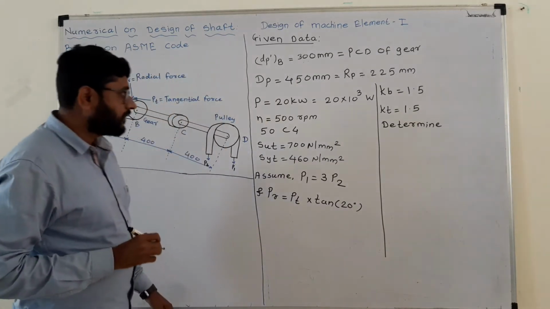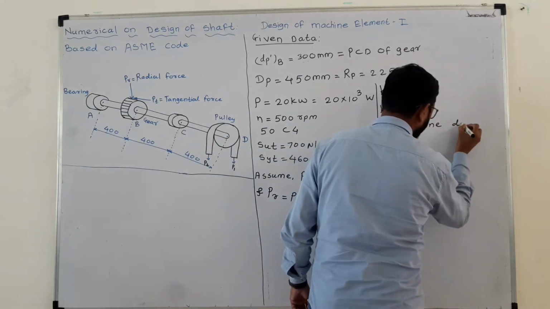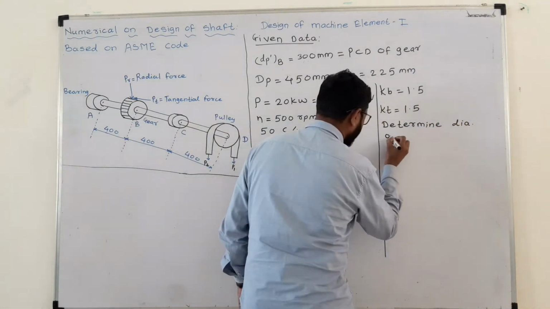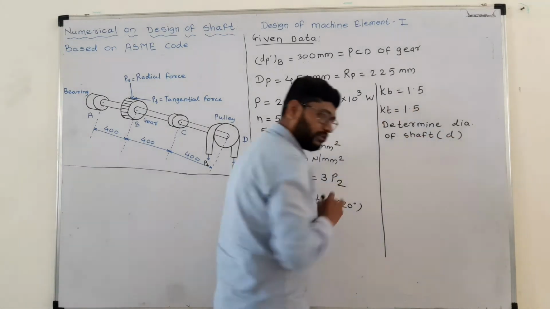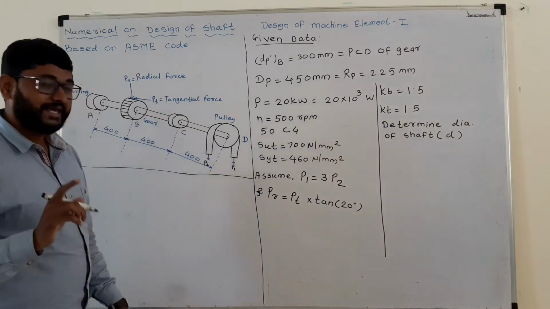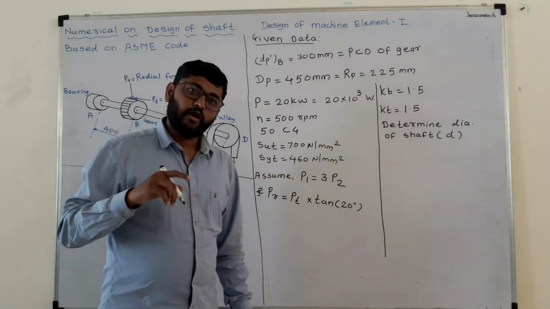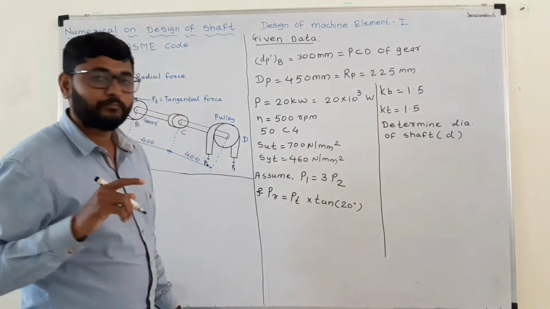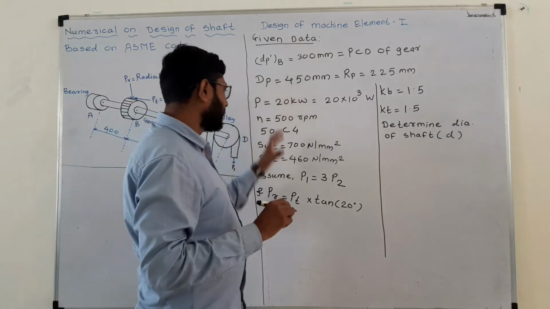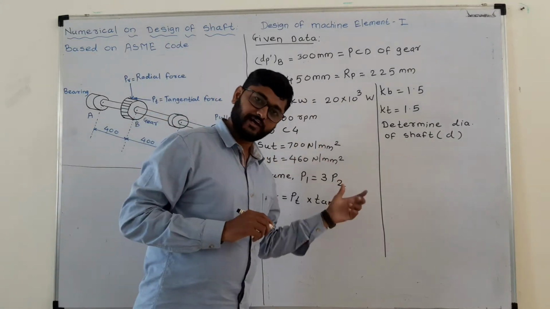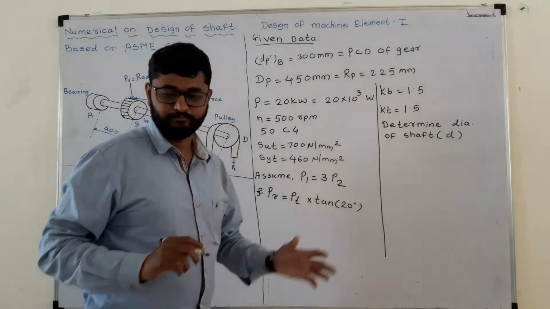It is asked to determine the diameter of the shaft on the basis of ASME code. Students, remember that the ASME code is also applicable to the maximum shear stress theory. So these are the given data from the numerical. Let us start to solve this numerical. Solution.